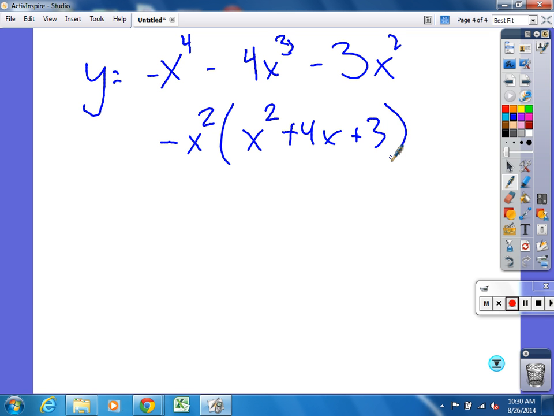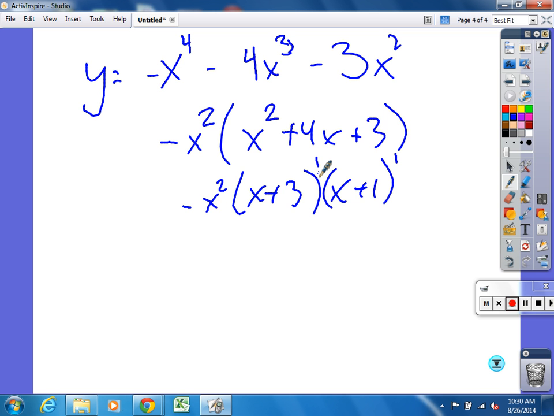Everybody there with me? What can we do with it? Factor, yeah. So you can go right into it. Factors of 3 that give me 4. It's pretty simple. There's only one factor pair of 3, 1 and 3. So there's negative x squared times x plus 3 times x plus 1. Okay. What's the power on here? 1.